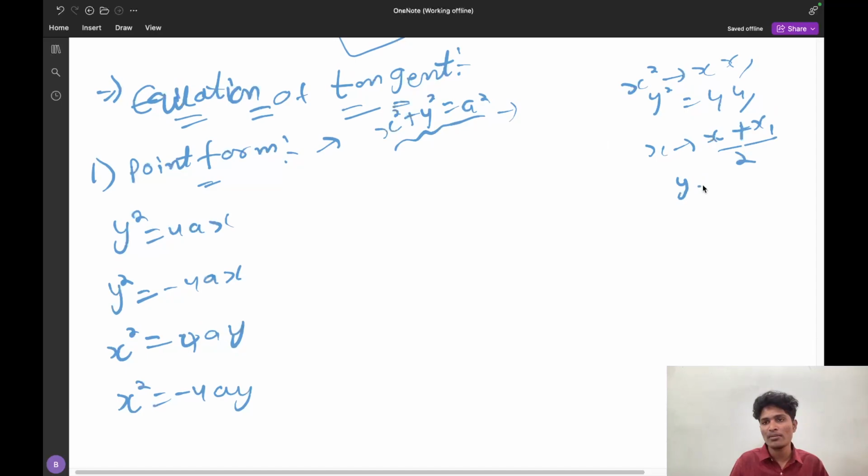and y should be transformed as y plus y1 by 2. Yes, it is important. Same thing will be applied here. What is the transformed value of y square equal to 4ax? That is T, which is called the tangent.